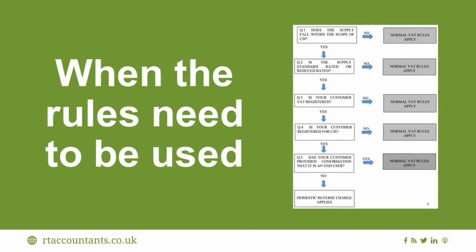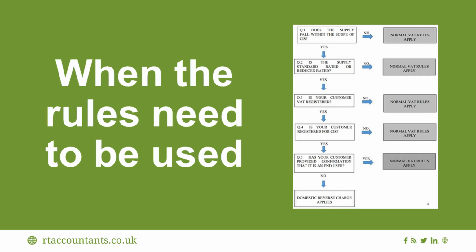Question 2. Is the supply standard rated or reduced rated? If your services are zero rated, you should answer no to this question. VAT for most work by builders and similar trades such as plumbers, plasterers and carpenters is charged at the standard rate of 20%, but there are some exceptions. You may be able to charge the reduced rate of 5% for some kinds of work if it meets certain conditions, including converting a building into a house or flat and renovating an empty house or flat.